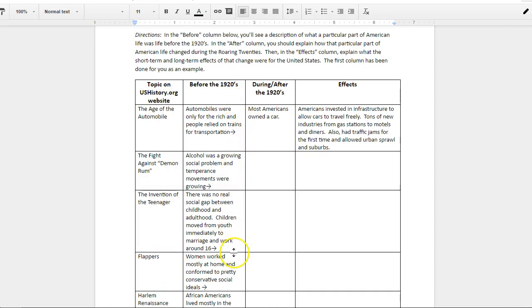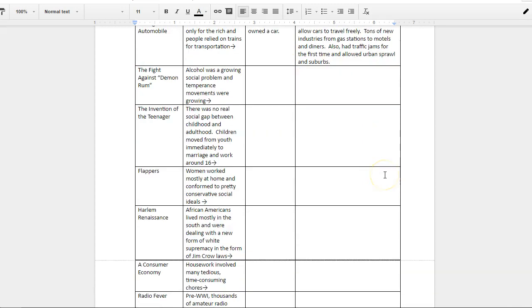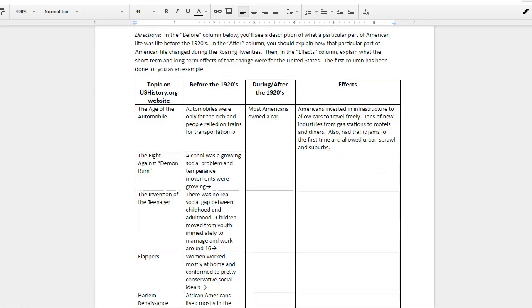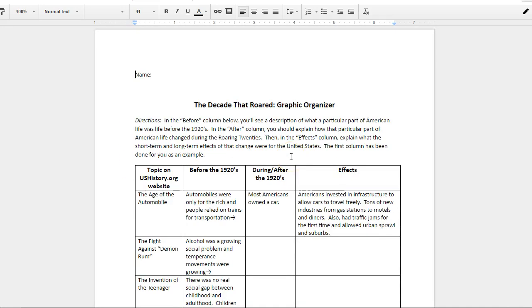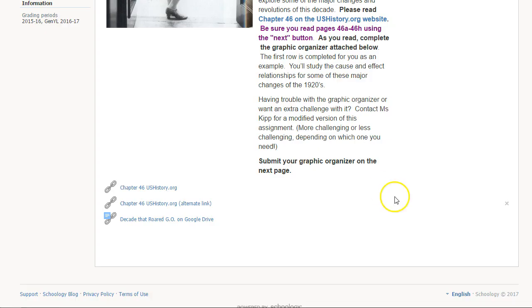What life was like before the 1920s, and then the students from their reading are supposed to figure out what was life like during the 1920s and what were the long-term effects of that. This is a lot of scaffolding because this was relatively early in the year. Later in the year, I would expect that the kids would start breaking down these portions of the graphic organizers as well, but I was helping them into the process.